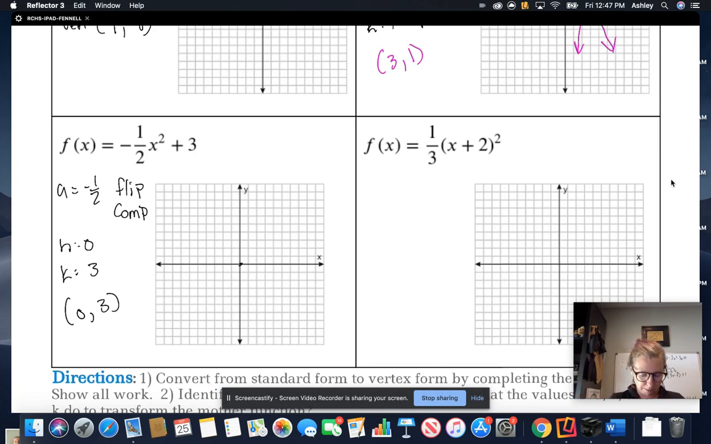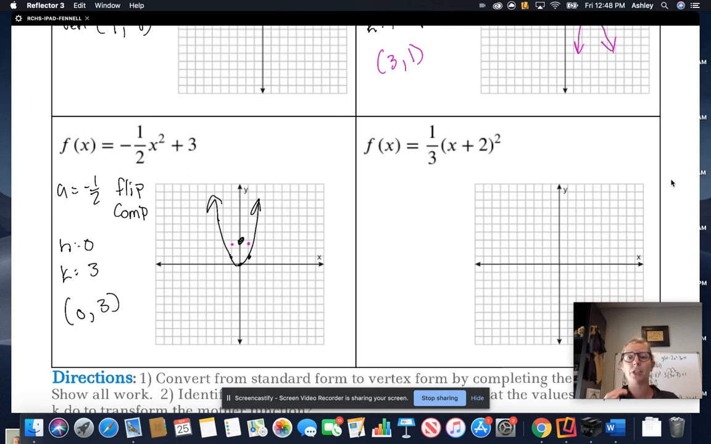Okay, so let's again draw the mother just for comparison purposes. There is your mother function. Our new vertex is at (0, 3), so it's going to go up there. Let me switch colors. And then every single output is going to be half as tall, and we're going to go down instead of up. So normally we'd go over 1, up 1. We're going to go over 1, down 1/2. Over 1, down 1/2.